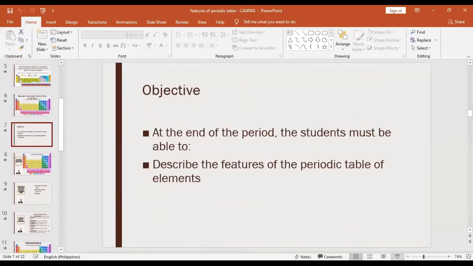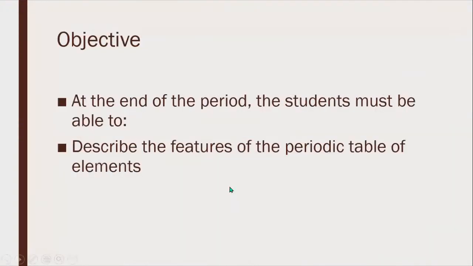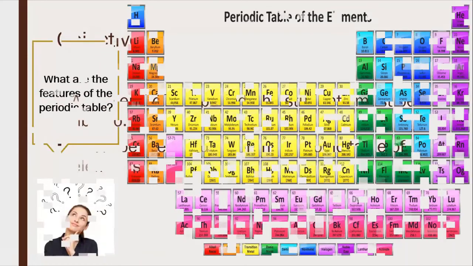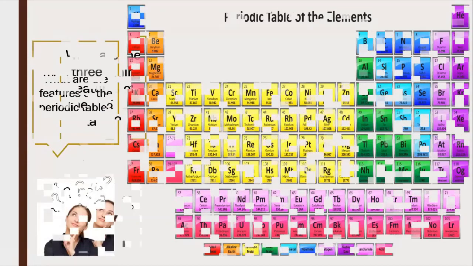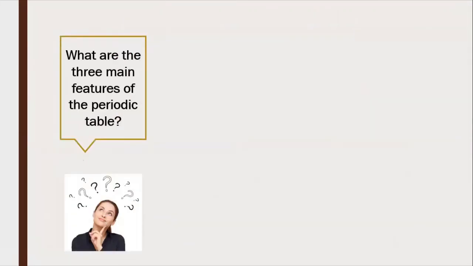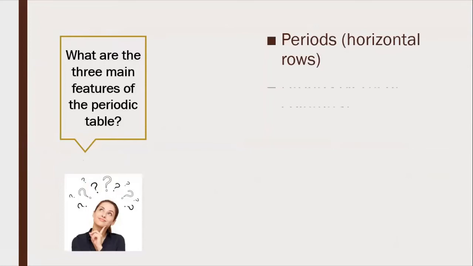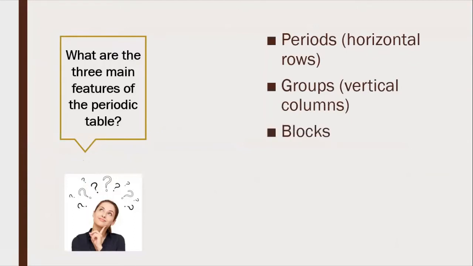Okay, so this is our next objective. We're going to describe the features of the periodic table. Ano-ano pa ba ang nilalaman ng ating periodic table? Okay, so the different features of the periodic table are, so it's only divided into three. So we have periods wherein the elements are arranged in horizontal rows, and then groups in vertical columns, and according to blocks. Okay, so ginagamit lang natin yung blocks primarily to know the energy level of each element.